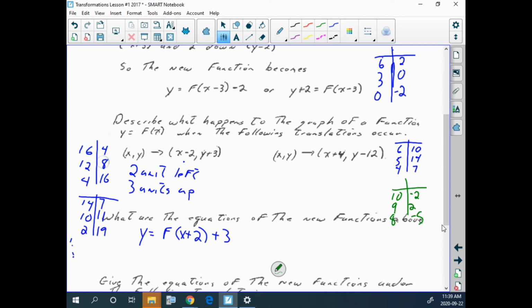What did I do to those functions by turning them in? Which way did I move it? Horizontally, 4 units to the right. These guys are bigger. So my notation, 4 units. This is the actual transformation. I picked up my graph and I moved it this direction. I picked up my graph and I moved it down 12 units.